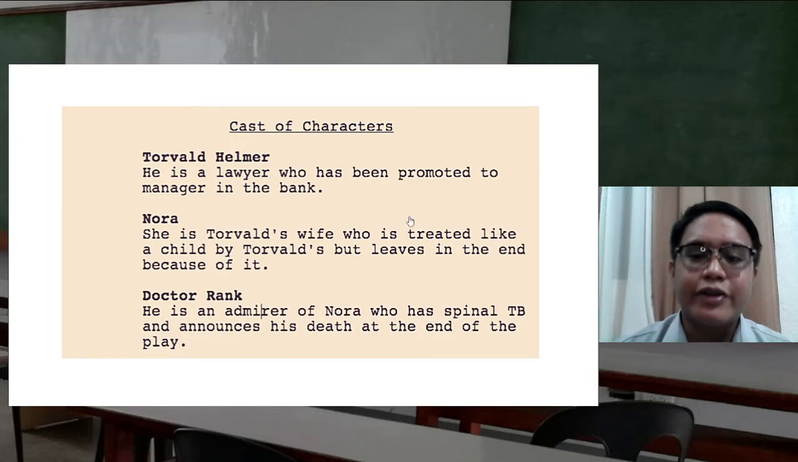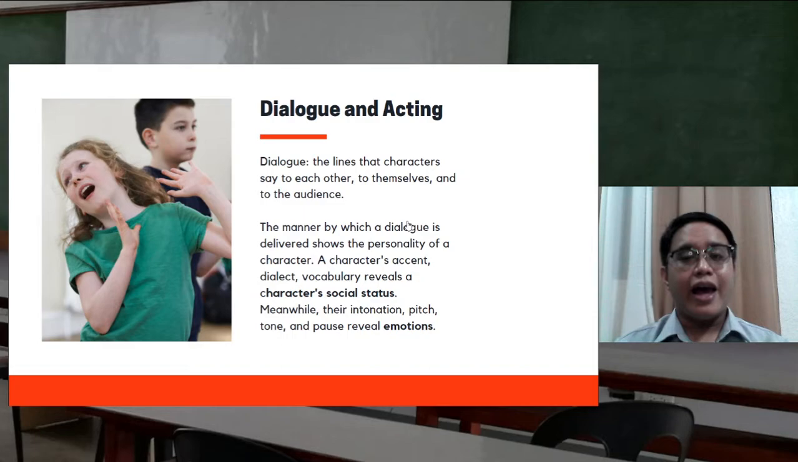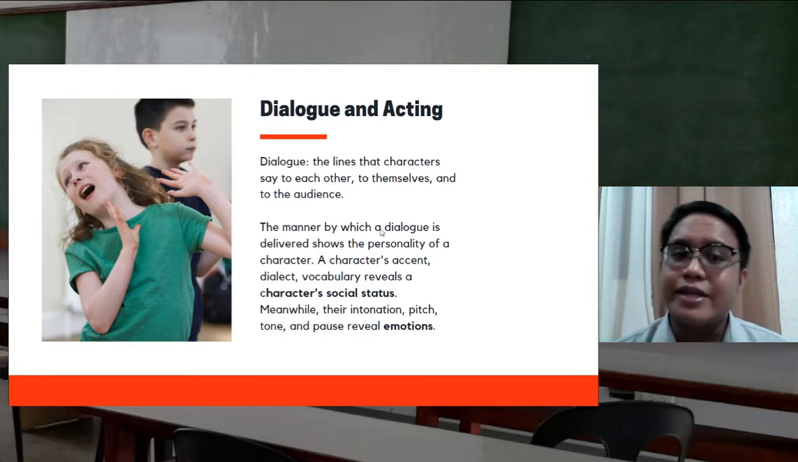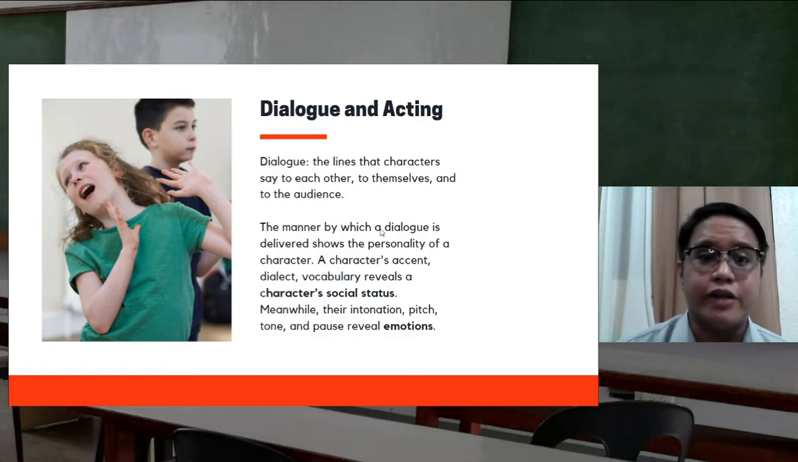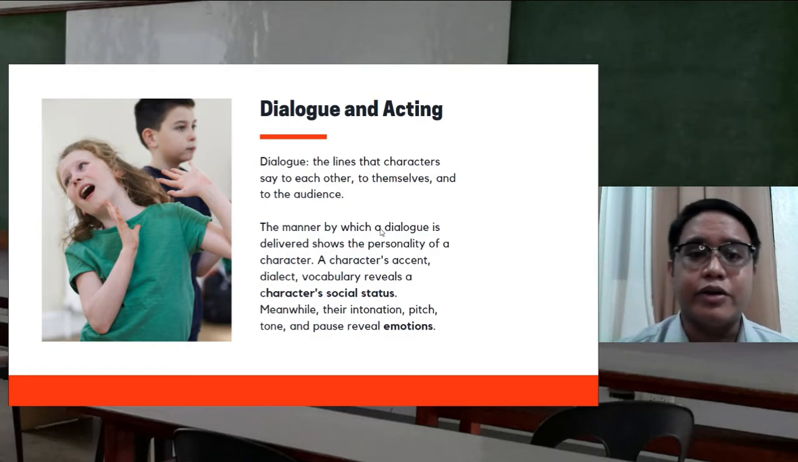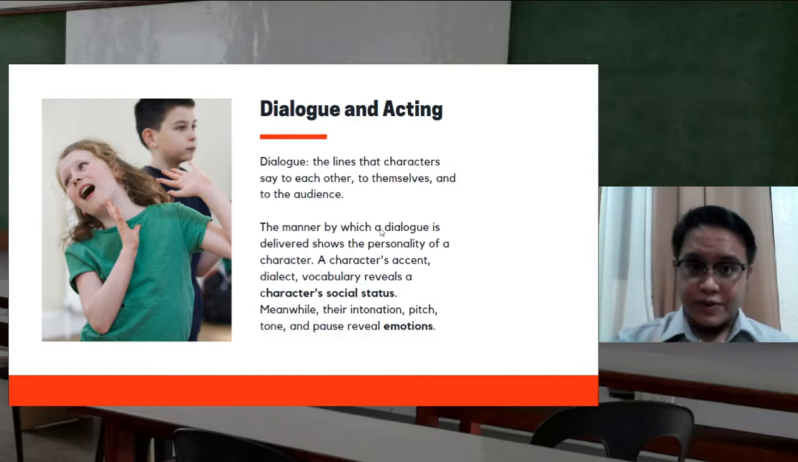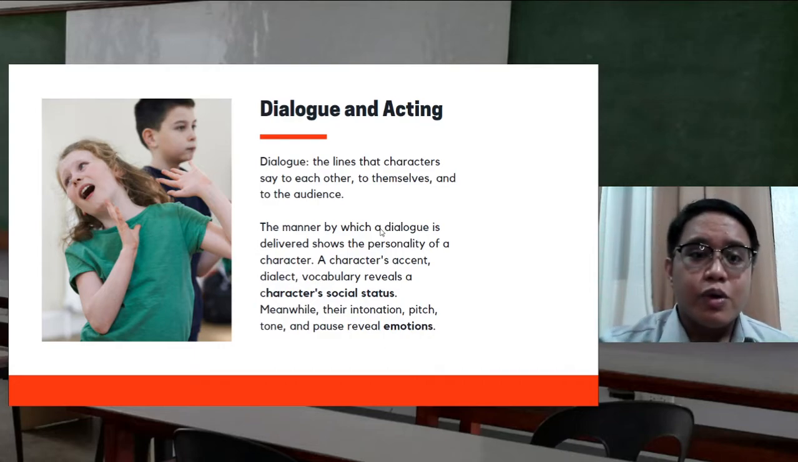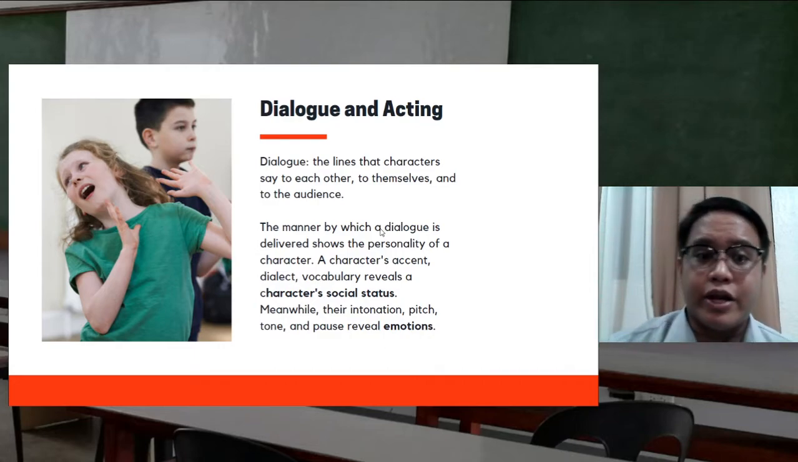Let's move on to our next element of drama, which is the dialogue, okay? Now, the dialogue is the lines that characters say to each other, to themselves, and to the audience. Now, this dialogue is a general term for these lines, okay? So, all the lines that characters say to each other, to themselves, and to the audience. So, it is the conversation of the characters. They can talk to themselves. They can talk to each other, their fellow characters, and also, a character can also speak to the audience, okay?